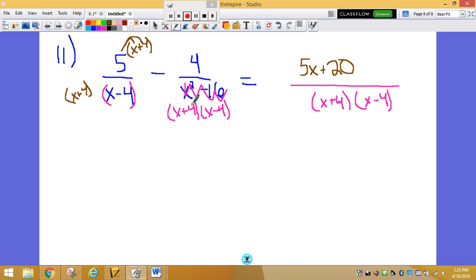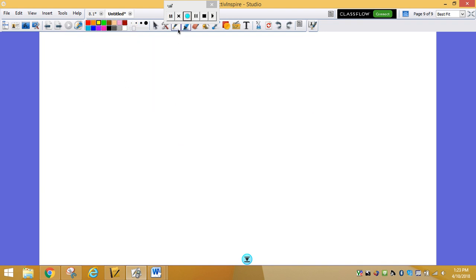This one already has both of them. It has the x plus 4 and the x minus 4. So I'm just going to bring over my minus 4. Last step, I can combine that 20 minus 4. So answer is 5x plus 16, because 20 minus 4 is 16. And on bottom, an x plus 4 and an x minus 4. So pause it, go try number 11 on your worksheet. Come back to me, and let's do one like number 12.